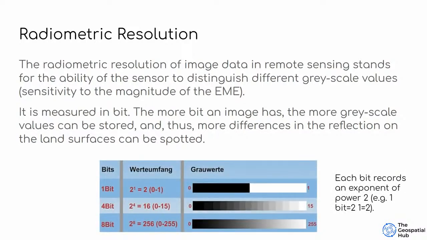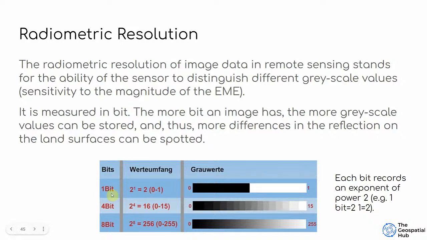So this image illustrates what I'm trying to talk about. Radiometric resolution is measured in bits. The more bits an image has, the more grayscale values that can be measured or stored. That means we can differentiate between different things on the image. Each bit records an exponent of the power of 2. So if you have 1 bit, it will give us 2 raised to power 1. If you have 4 bits, it will be 2 raised to power 4, and the like.